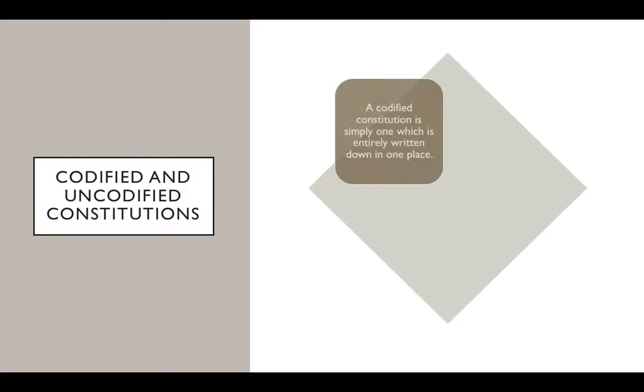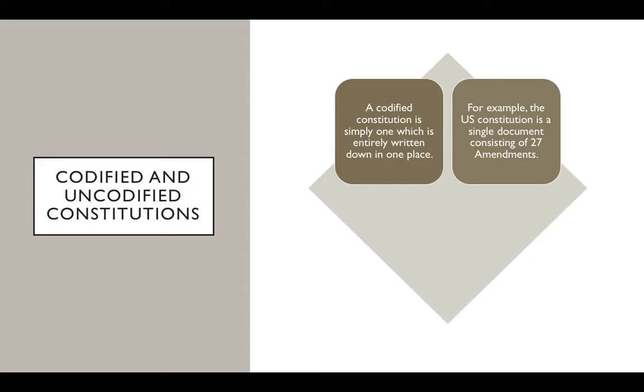Now, a codified constitution is one that is simply all written down in one place. So, for example, the US Constitution consists of a single document with also 27 different amendments to it. So if I was to say to you, show me the US Constitution, you could find it probably online or just as a single little document, and that would be the entire Constitution laid out in a few pages.